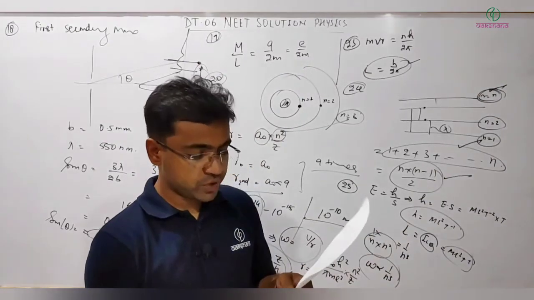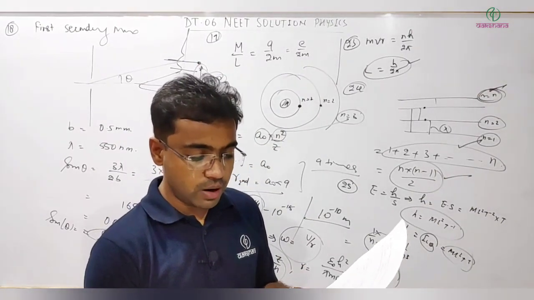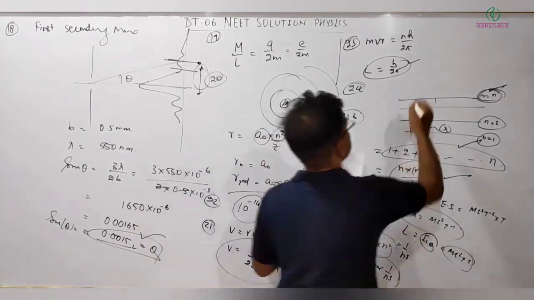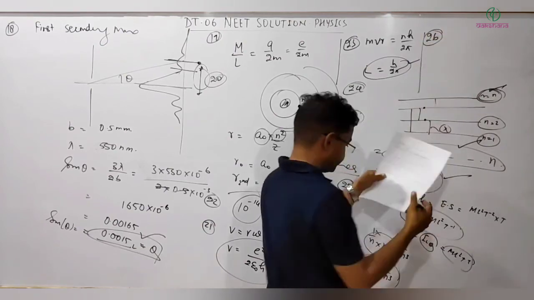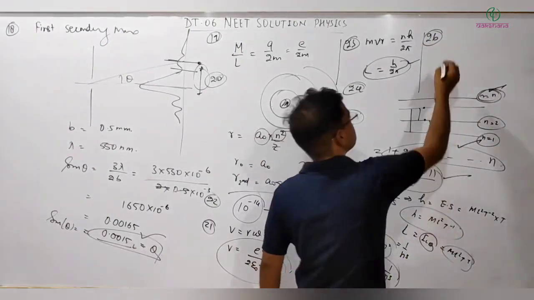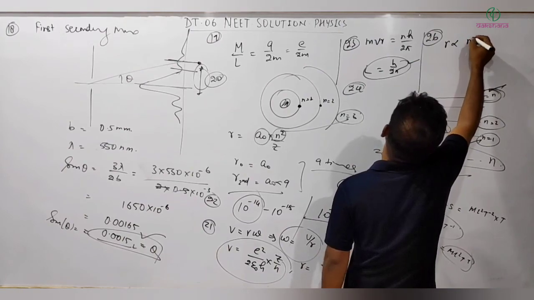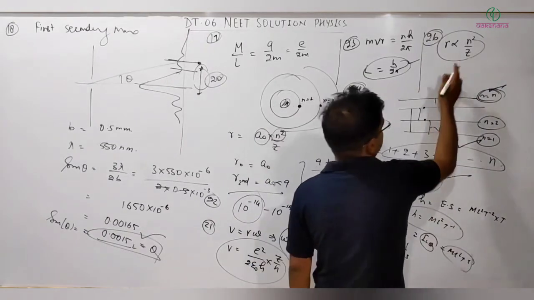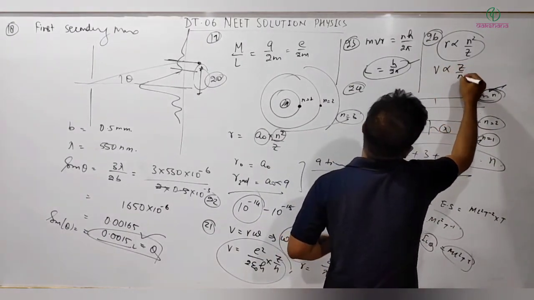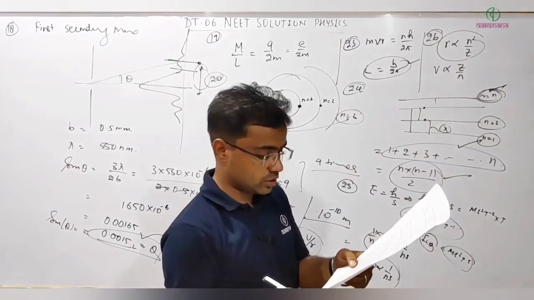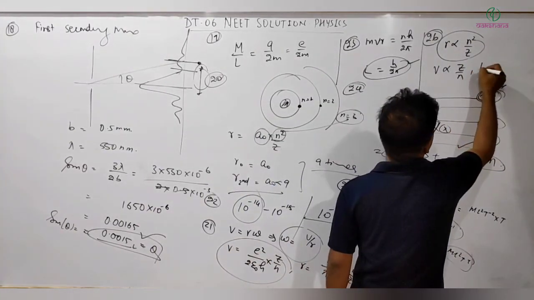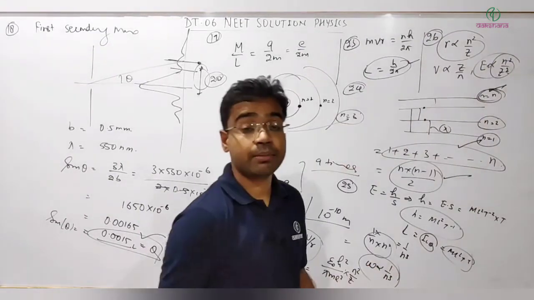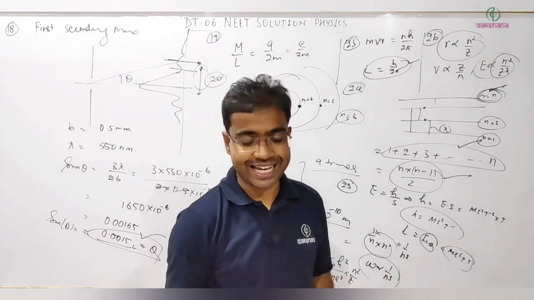Question number 26. Which of the following parameters are the same for all hydrogen-like atoms and ion in their ground state? Radius of the orbit, so we know actually r is directly proportional to n square by z, so it cannot be same for all hydrogen like atoms because it depends on z. Speed is directly proportional to z by n, so speed of electron, that also not. Energy of atom, E is directly proportional to z square by n square, so this is also not same for all hydrogen like atoms.